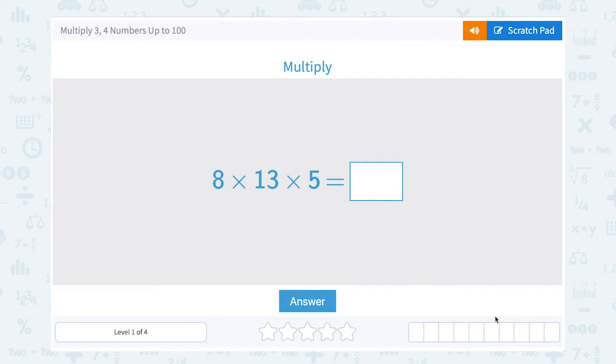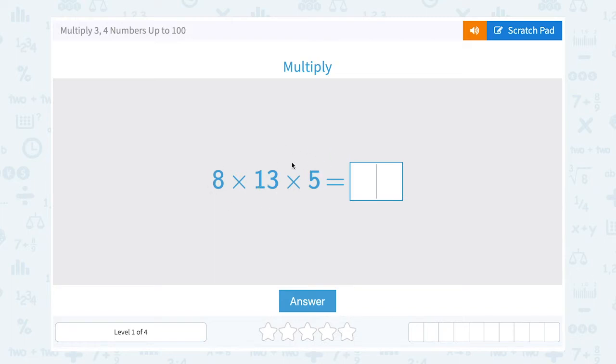Let's take a look at how to multiply 3 or 4 numbers up to 100. The first question says 8 times 13 times 5. Now, you have some options here because remember, when you're multiplying, you can multiply in any order and it doesn't change the value. So I could work on this the way it's written, 8 times 13 first, then times 5.